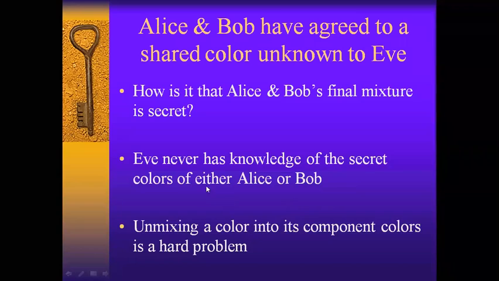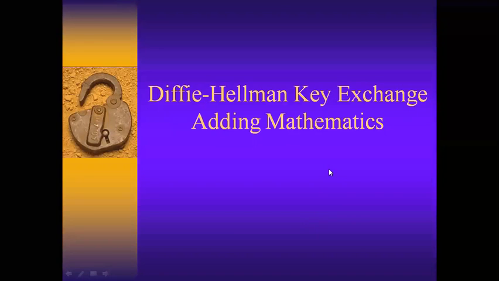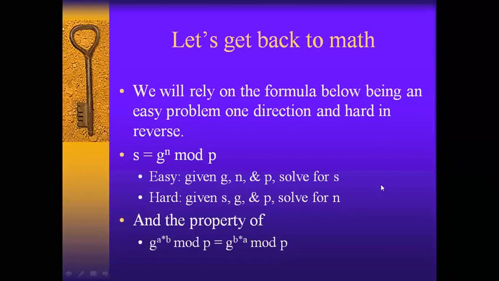This kind of problem is solved by using the Diffie-Hellman key exchange algorithm. Now we are going to add mathematics to this color example. Now you understood how we take the colors and how we take out the colors. So if I add mathematics into this, how is our problem going to look?